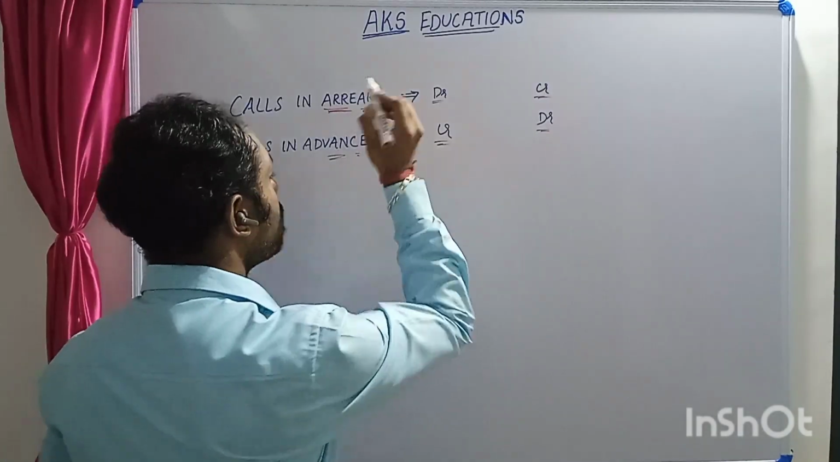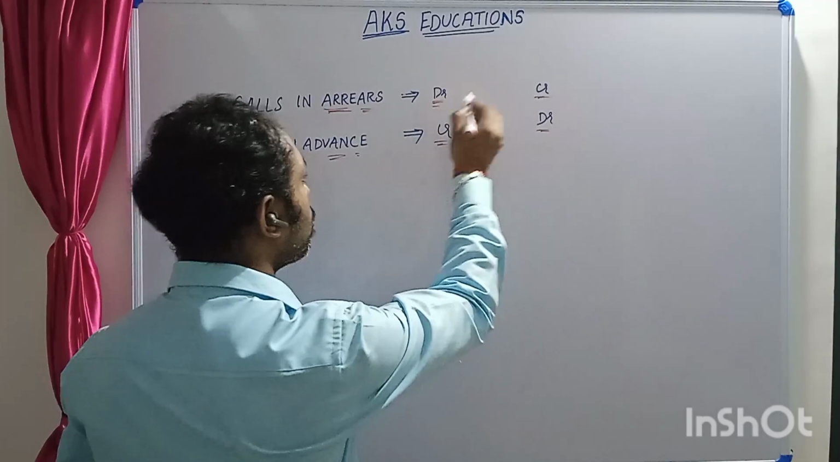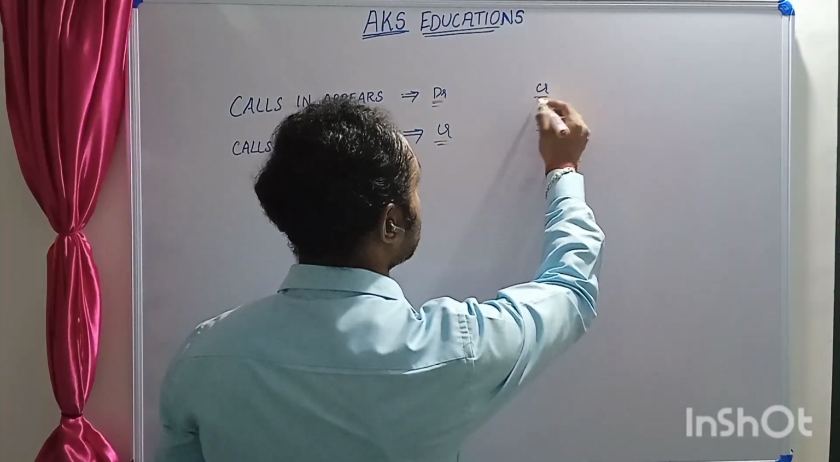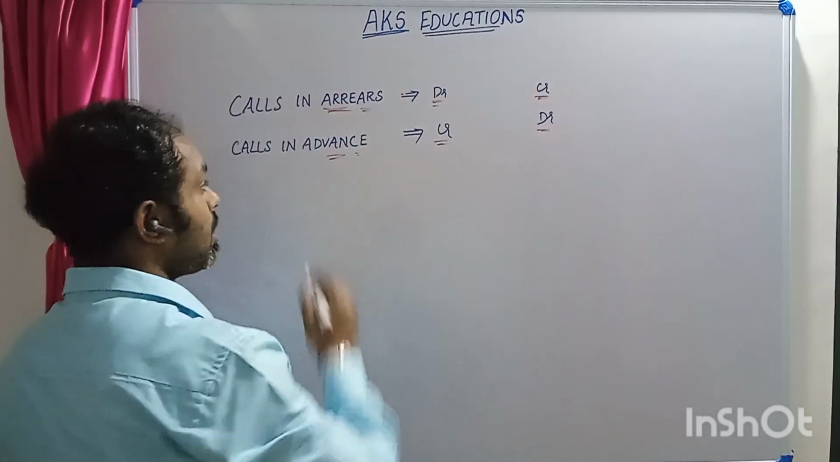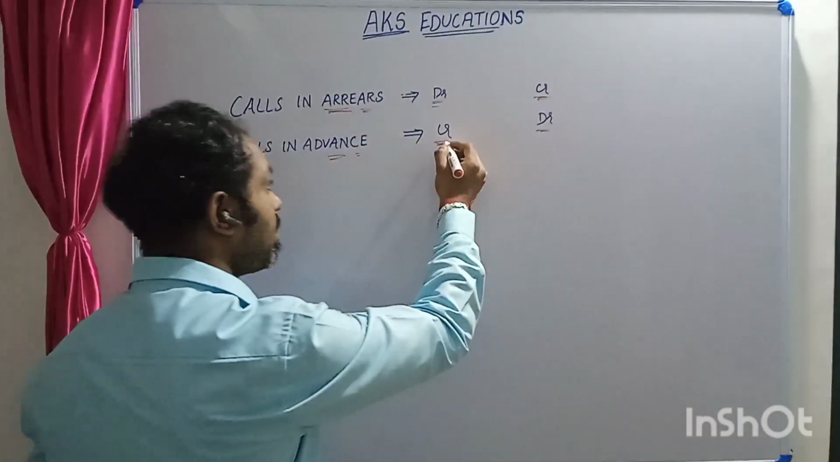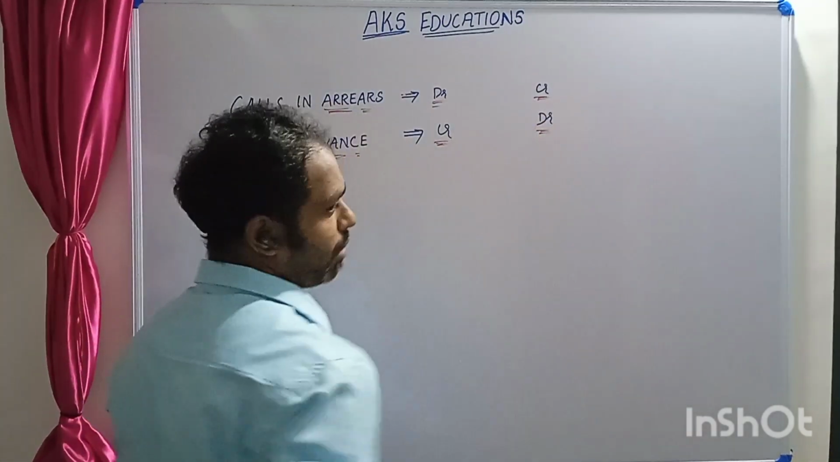That is, first when calls in arrears appears, obviously you have to debit it. Then later if the shareholder is repaying the money, you have to credit it. Calls in advance, obviously first when the shareholder is paying in advance, you have to credit it. To the respective calls, you have to debit it.